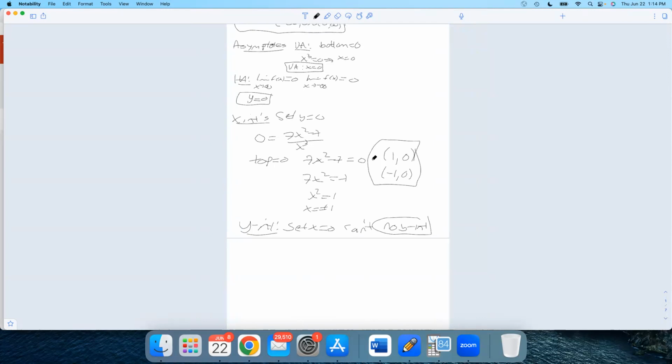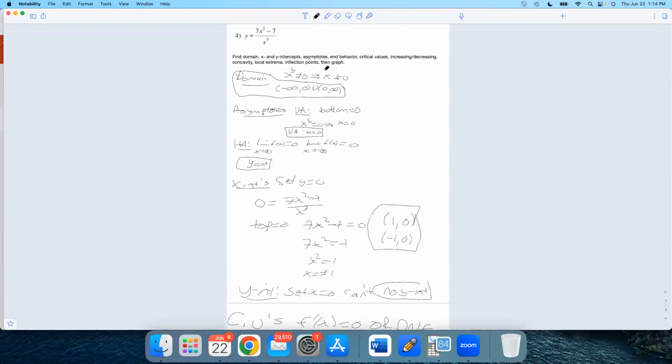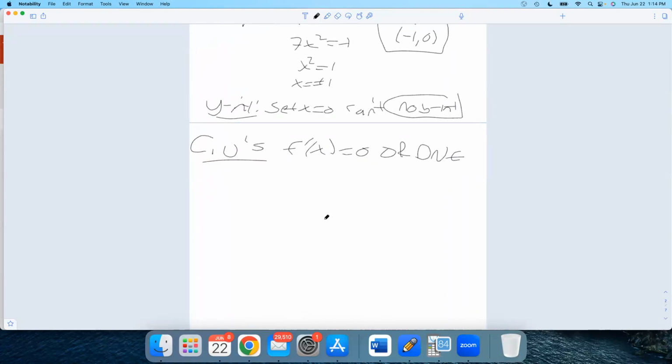Okay, now let's find our critical values. These are places where the derivative equals 0 or does not exist. We already know we're going to have one place right there, 0. If the function's not even defined there, there's no way the derivative is going to exist there. All right, let's take the derivative.